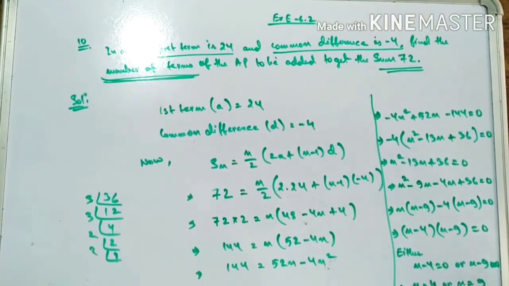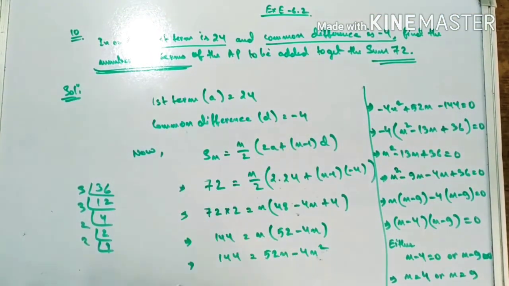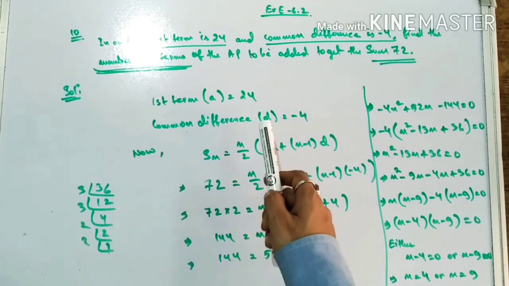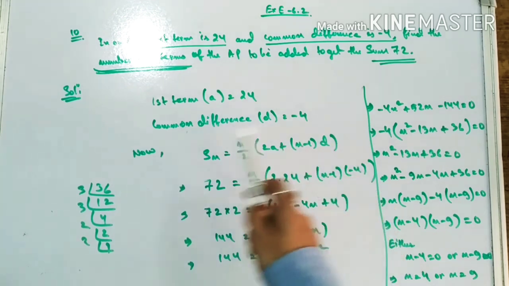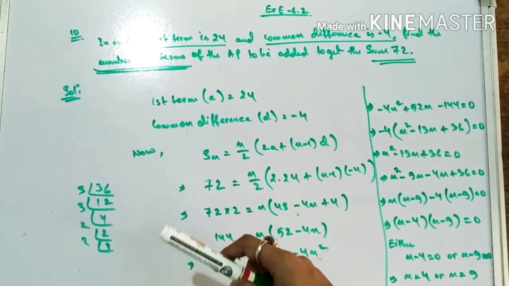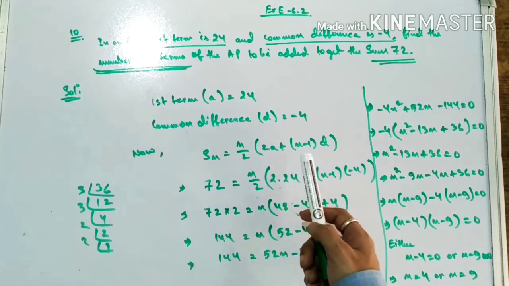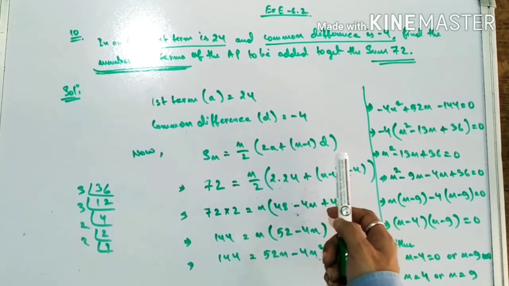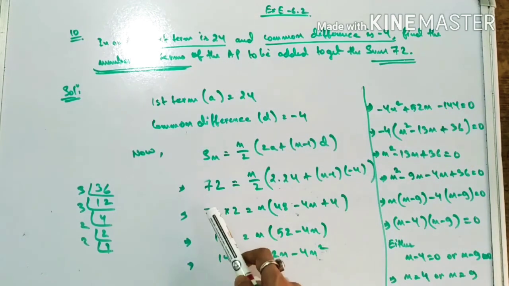So in here what are the things given? First term is given, that is small letter a equals to 24, and the common difference small letter d is equals to minus 4. Now I will use the Sn formula. Understand? Sum of the first n terms of an AP is given by n by 2 into twice a plus n minus 1 into d. And Sn value is given, 72. Sum is given.